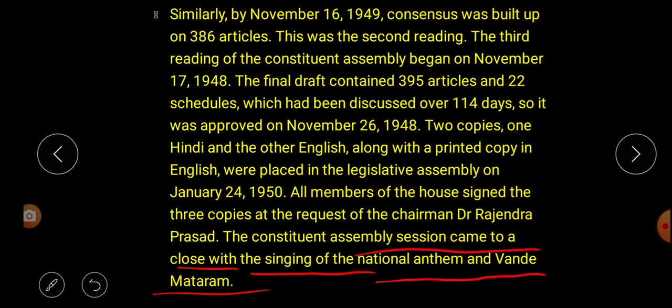What does this sentence say? That means the Constituent Assembly session came to a close. That means it was finalized. When it was finalized, they sang the national anthem and Bande Mataram.